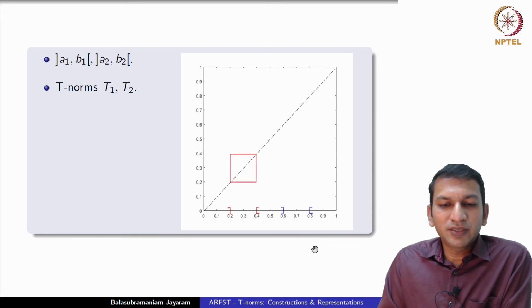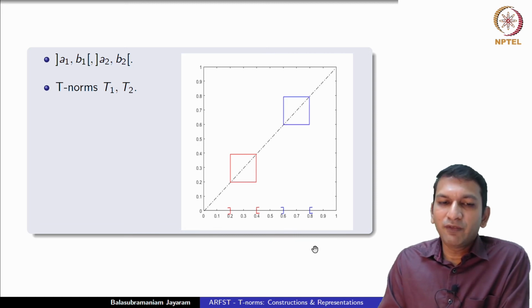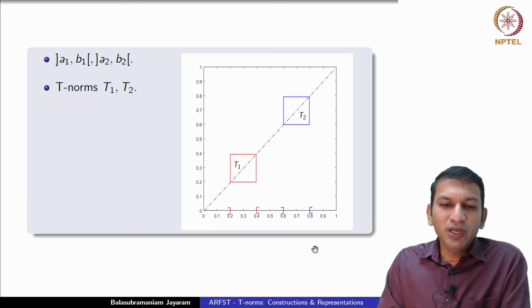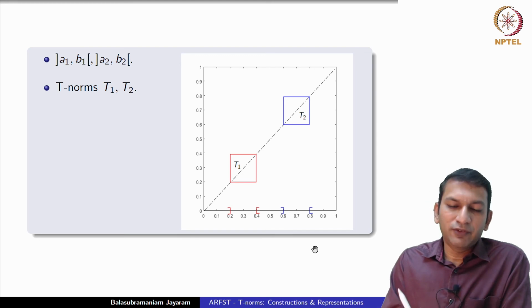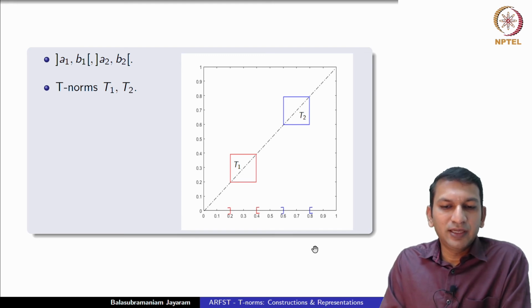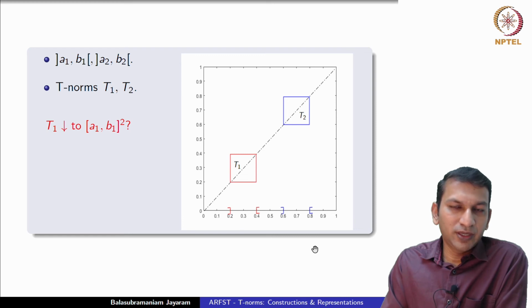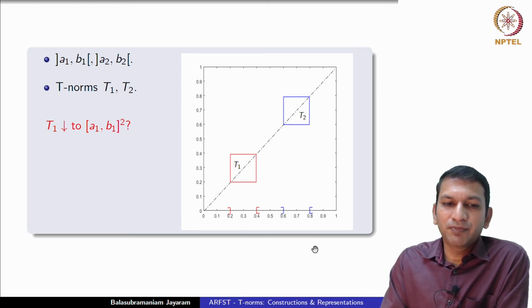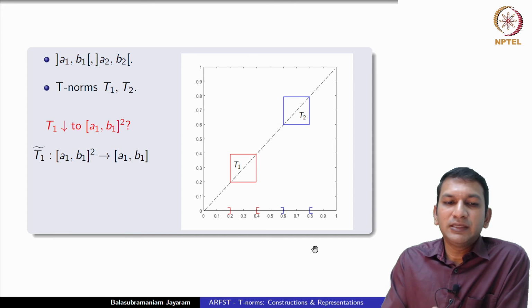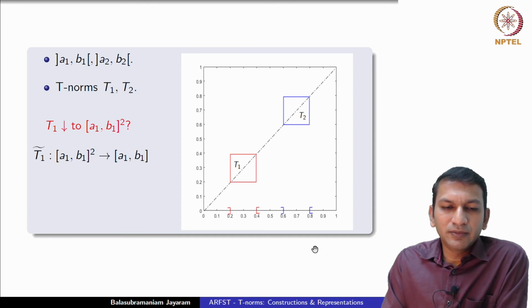We want to now construct the square, A1, B1 square and A2, B2 square. And what we want to do is, we want to restrict T1 and T2 only to these 2 squares. That means only when the values come from the A1, B1 square, T1 will act on it. And if it comes from the A2, B2 square, T2 will act on it. So essentially what we want is a way of reducing T1, which is originally defined on the 0, 1 unit square, to just this A1, B1 square. Let's denote this restricted T1 as T1 theta. So we want it only on this restricted term.